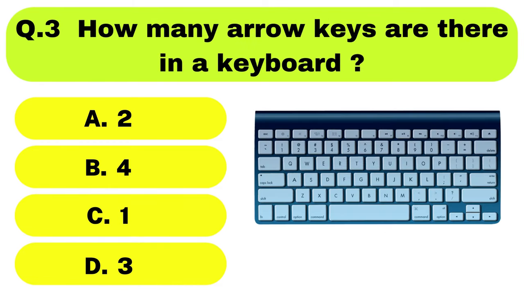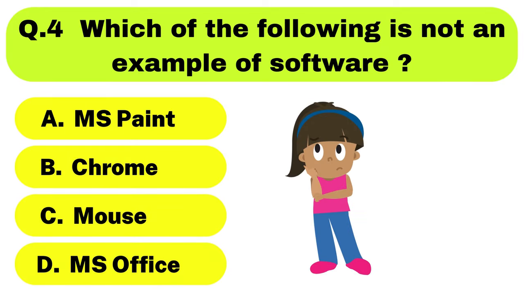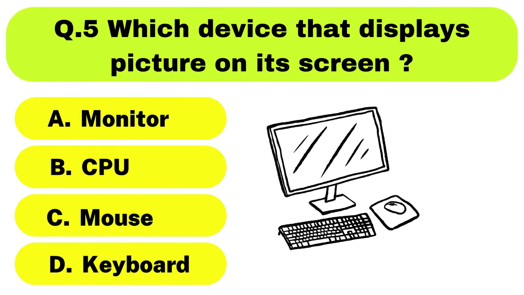Question number 3, how many arrow keys are there in a keyboard? The correct answer is option B, 4. Question number 4, which of the following is not an example of software? Correct answer is option C, mouse. Question number 5, which device displays picture on its screen? The correct answer is option A, monitor.